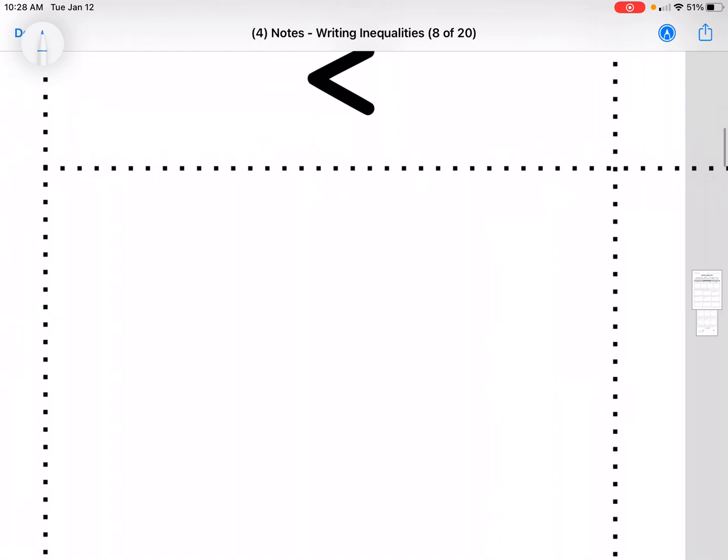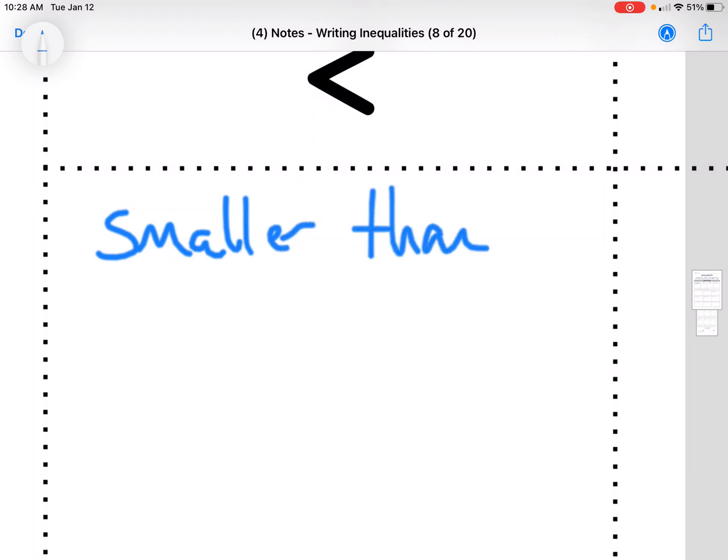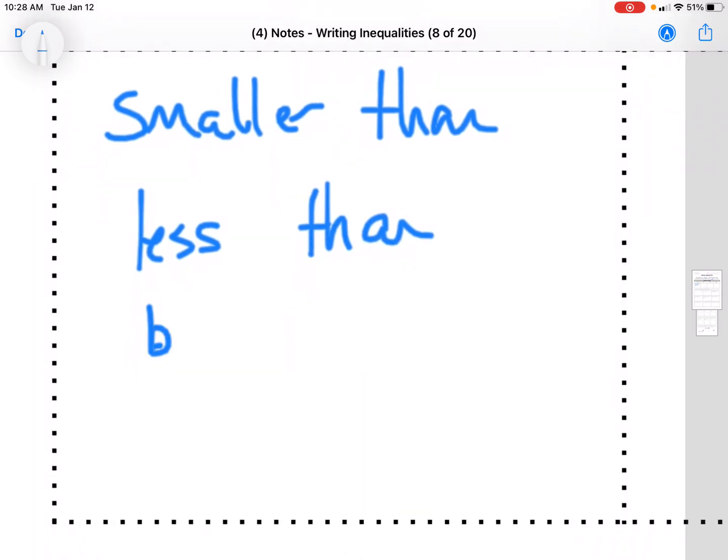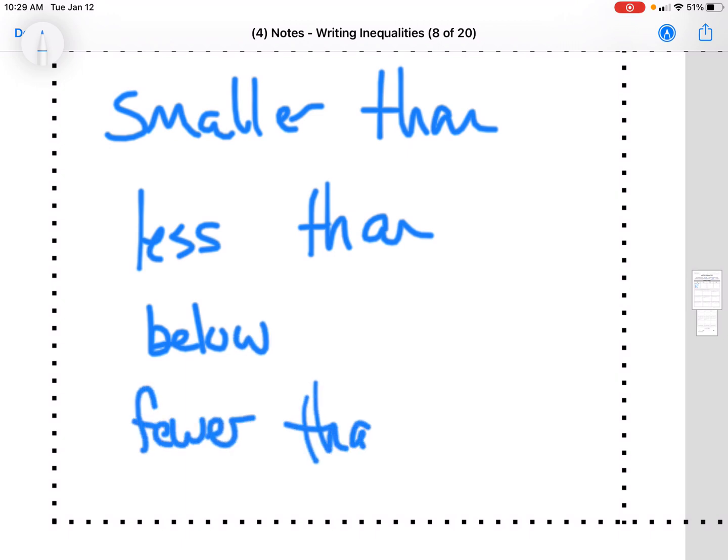So what are some words that could describe what that is? Okay, we could say smaller than. We could say less than. We could say below. We could also say fewer than. All right.